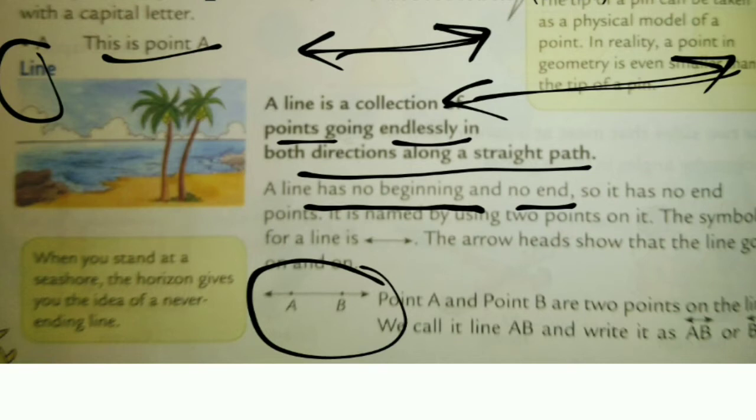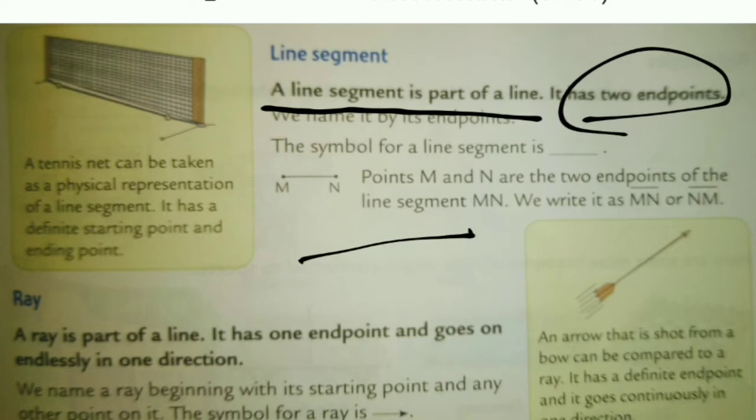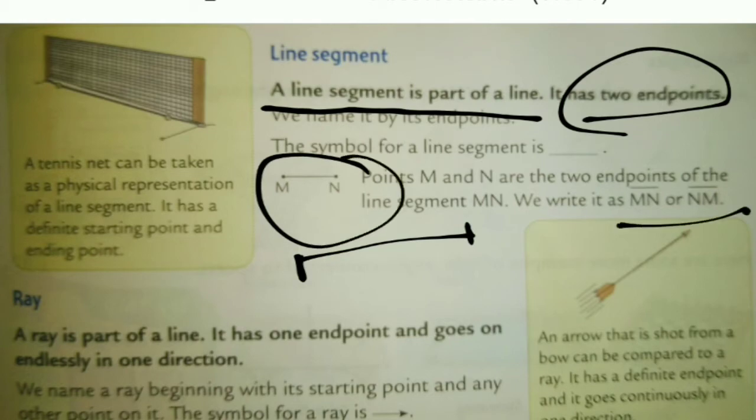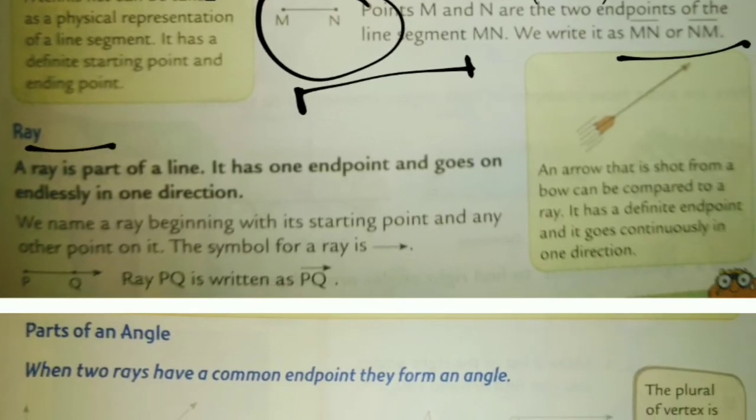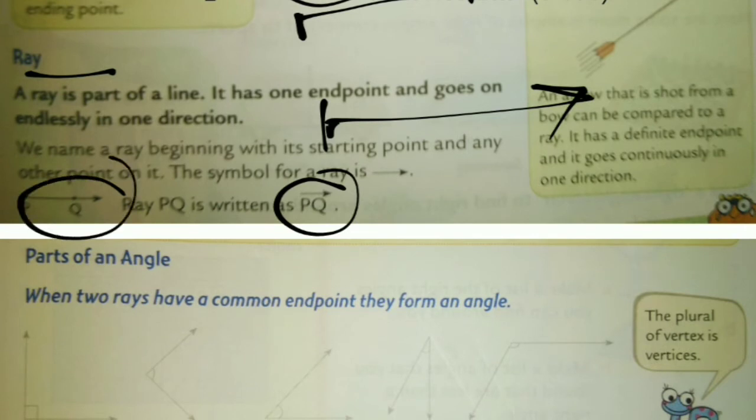Next one is line segment. What is line segment? A line segment is a part of a line, but it has two endpoints. These are the endpoints of the line segment. So we can represent it like this. Next one is ray. A ray is a part of a line, but it extends in only one direction, not both. So we can represent it like this.